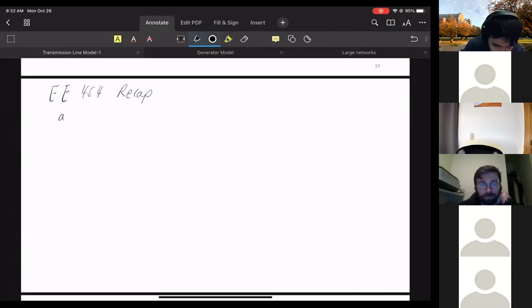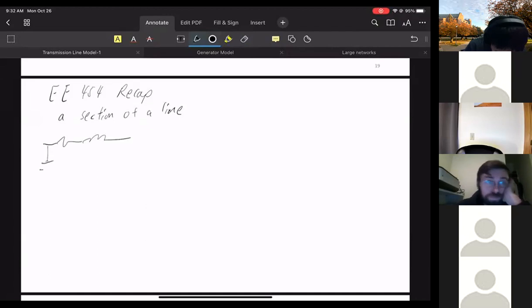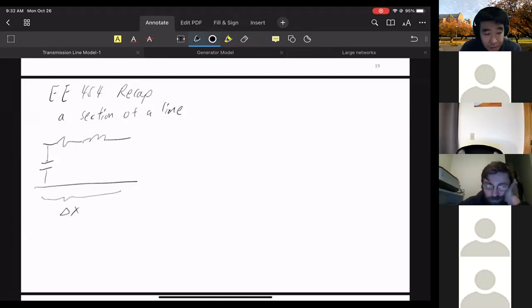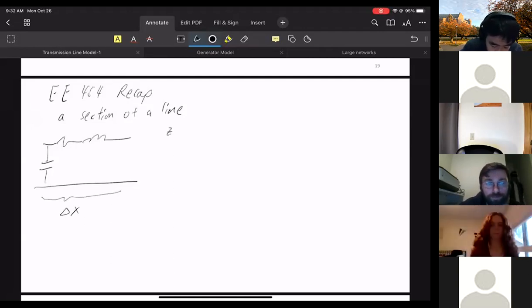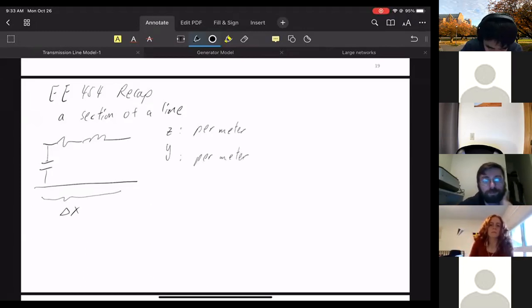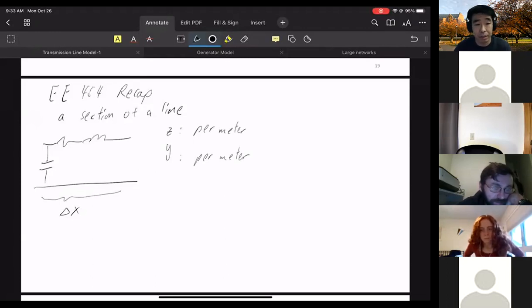this is a section of a line. Then this section looks like some resistor, some inductor, let's say, and some shunt capacitance. So this is a section of the transmission line, say some delta X length of the line. Then we can compute something like small z and small y. This is the impedance per meter. These are per meter parameters of this line. So for a small section of line, from the physics of the line, we know how to compute these parameters.